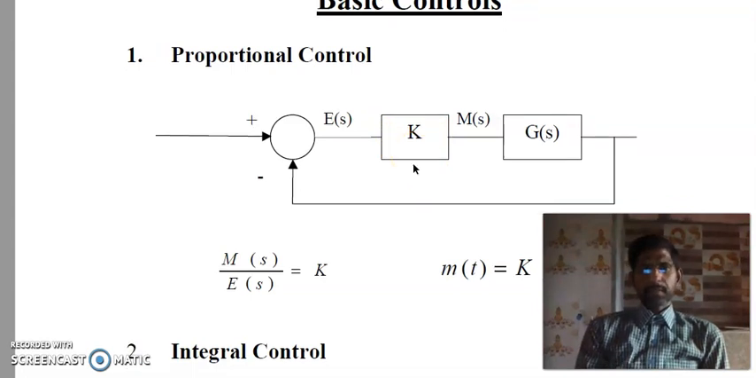If you introduce this block k, what is the k value? Output of this block divided by input. What is the input to the block? Error, E of s. Output of the block, M of s. So k equals M of s divided by E of s. If you convert this into time domain, M of t equals k into E of t. This is the proportional controller k.